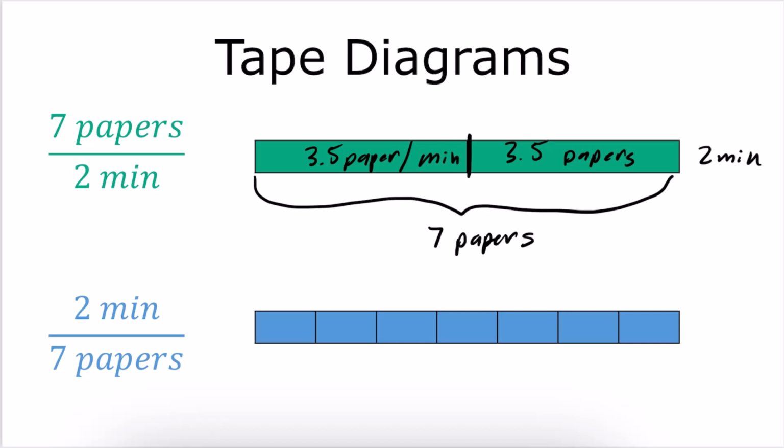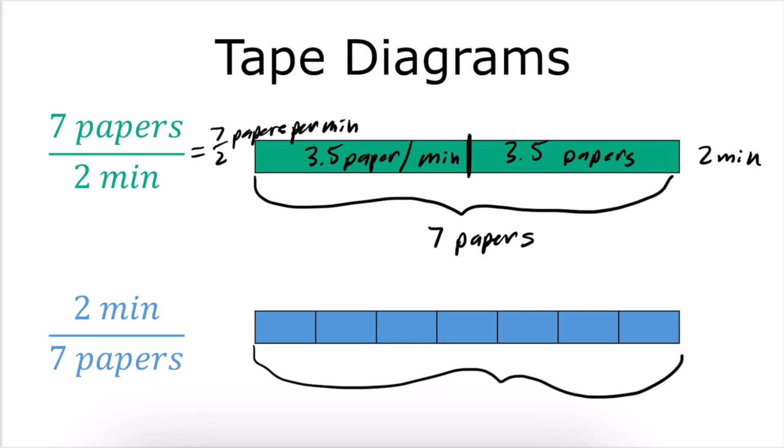And so that gives me the unit rate that I can do 3.5 papers per minute. And so that would be a way of visualizing the unit rate for 7 papers in 2 minutes, which is 7 halves or 3.5 papers per minute. This would be a visual way of helping your students see that. And you can also do this if you want to find the other unit rate. So with the other unit rate, I would say, okay, the total amount of time that it takes is 2 minutes, and the number of papers I can grade in that time is 7 papers.